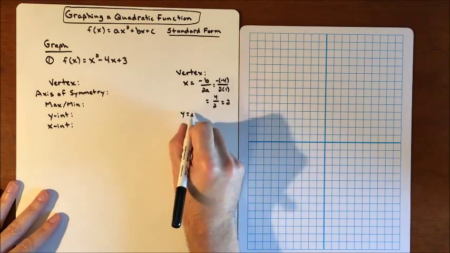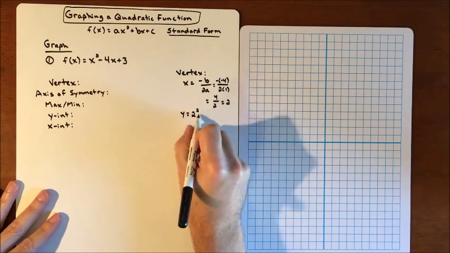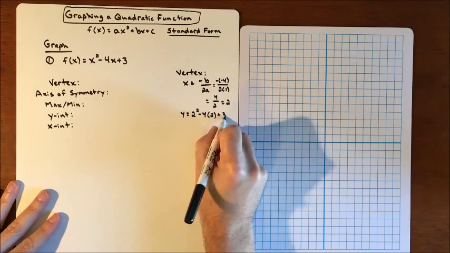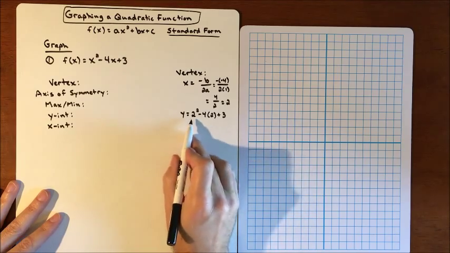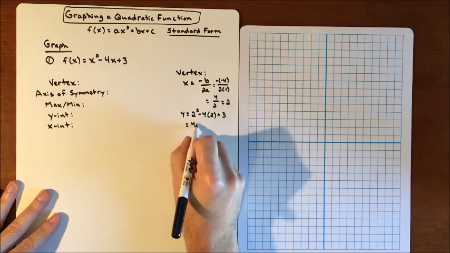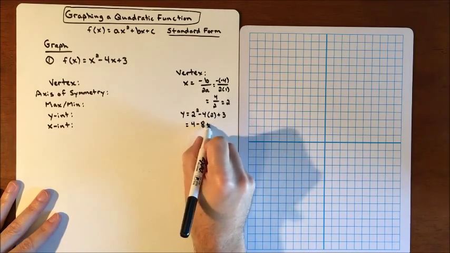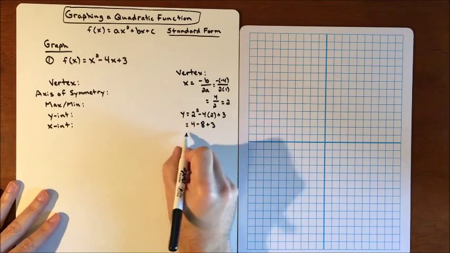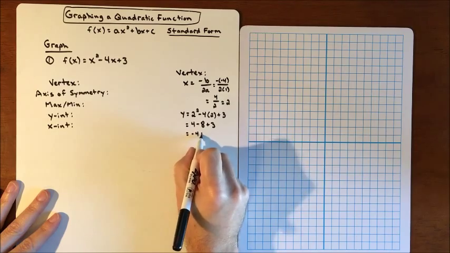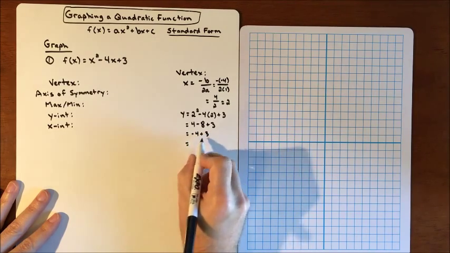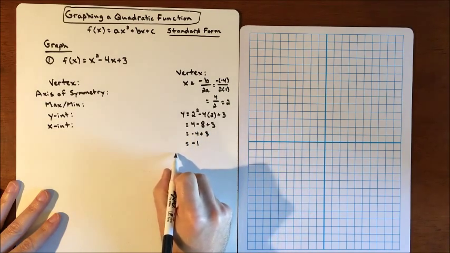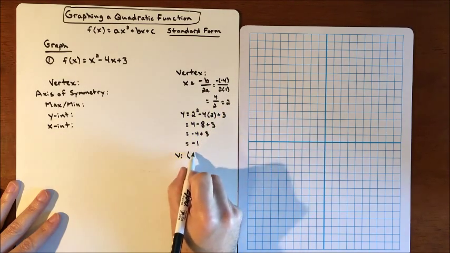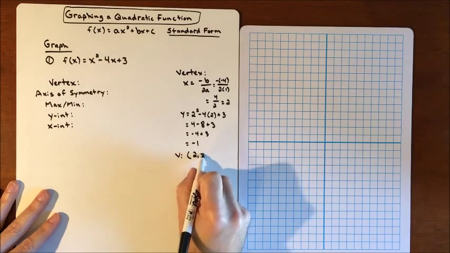So we'll have 2 squared minus 4 times 2 plus 3. So 2 squared is 4, minus 8, plus 3. 4 minus 8 is -4, plus 3 equals -1. So our vertex is a coordinate where our x value is 2 and our y value is -1.